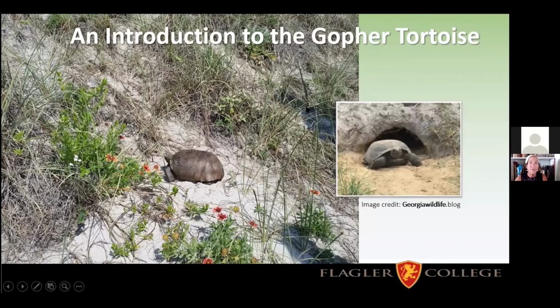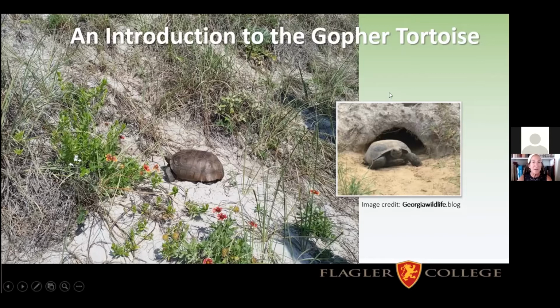So an introduction to the gopher tortoise. They are terrestrial, which means they are a tortoise. They're not a turtle. They do not spend part of their life in the water. Although they have been seen swimming in the ocean, we think that's because they're trying to get rid of ticks or just cool off. We're not sure. They can swim, but they are not aquatic. They don't spend their lives in the water.